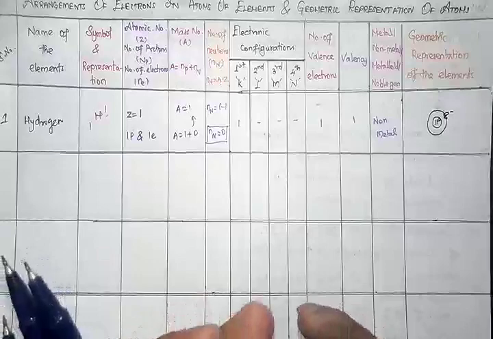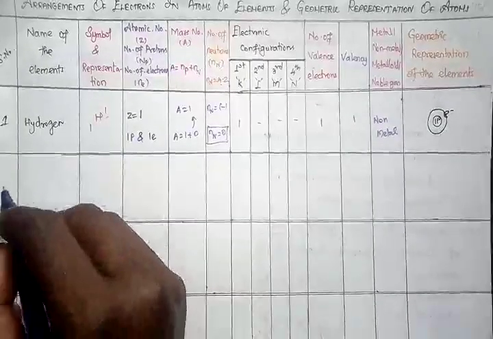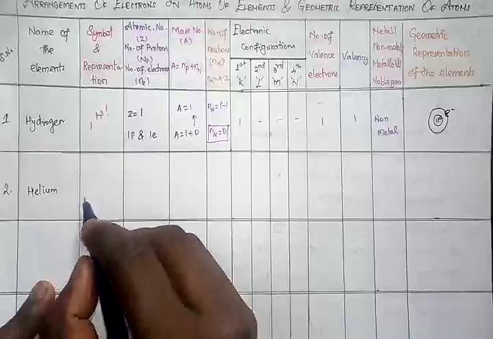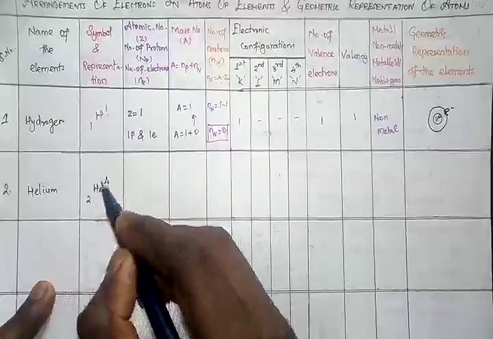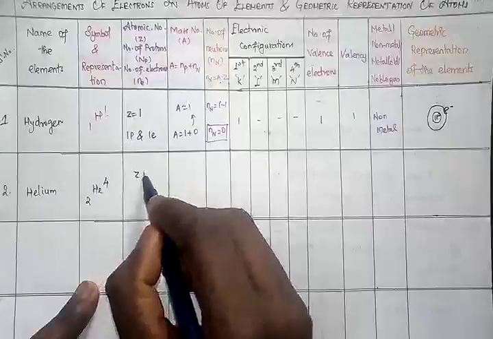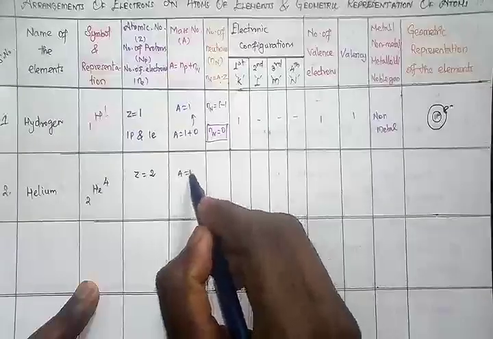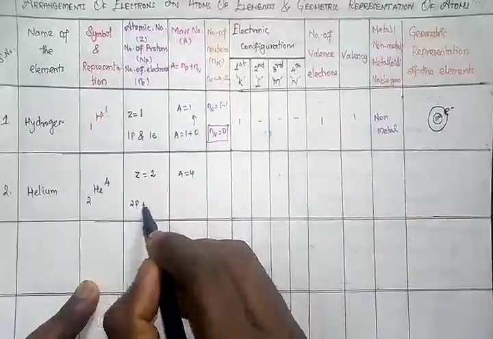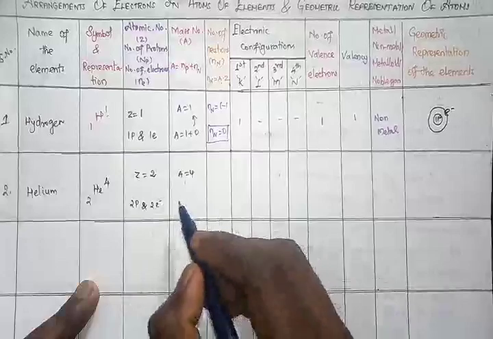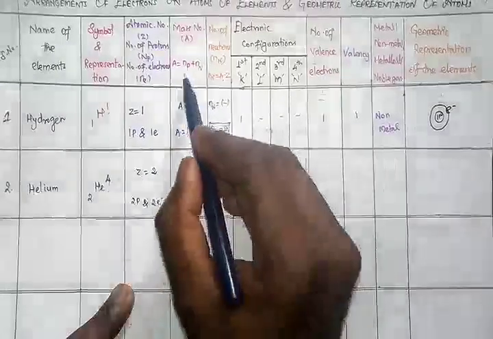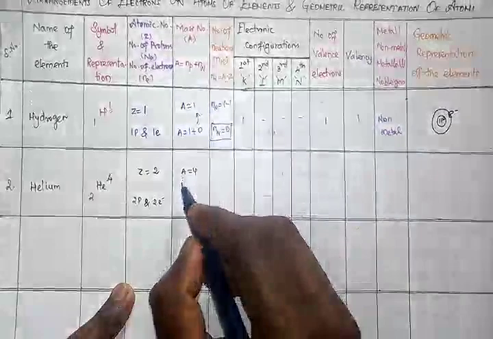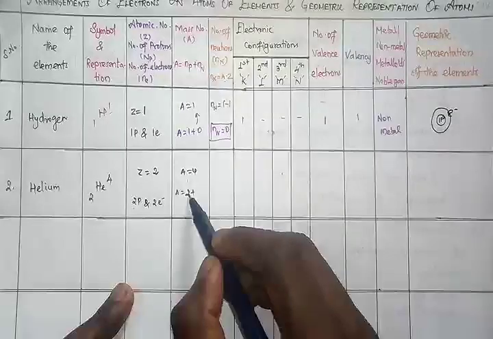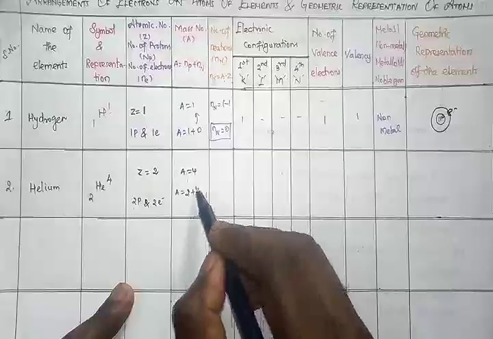Likewise, we will draw it for the next element, that is helium. Got it? How do you write the symbol? 2He4. That means the atomic number is 2 and the mass number is 4. So that's why I have written here. The atomic number 2 indicates it has 2 protons and 2 electrons. Now the mass number A minus the number of protons, 2, so 4 minus 2 is 2. So 2 is the number of neutrons.